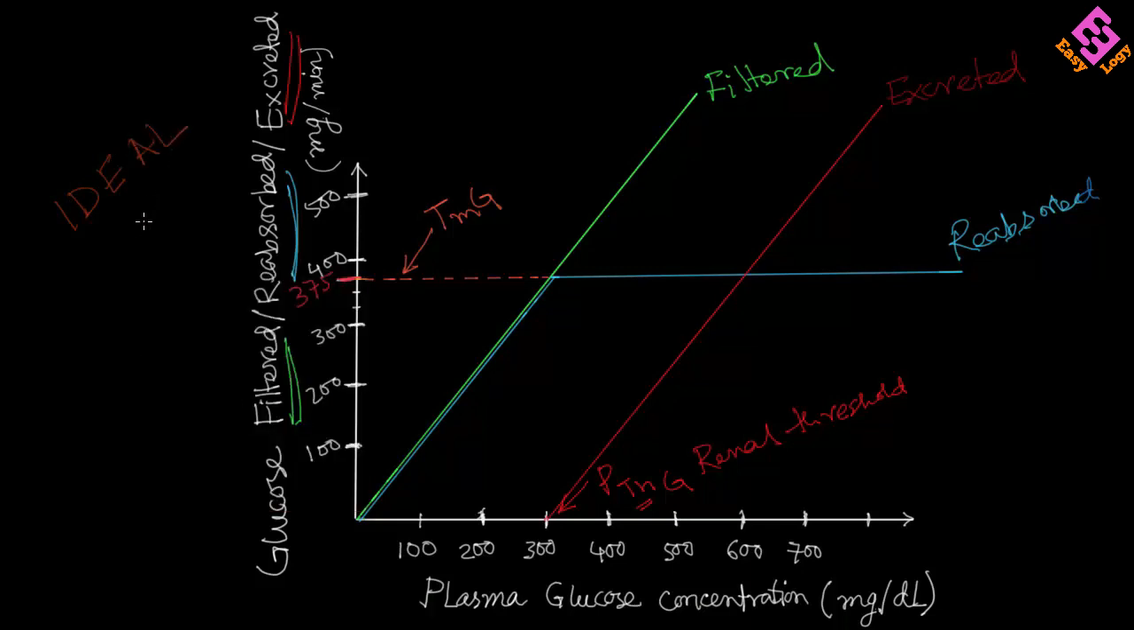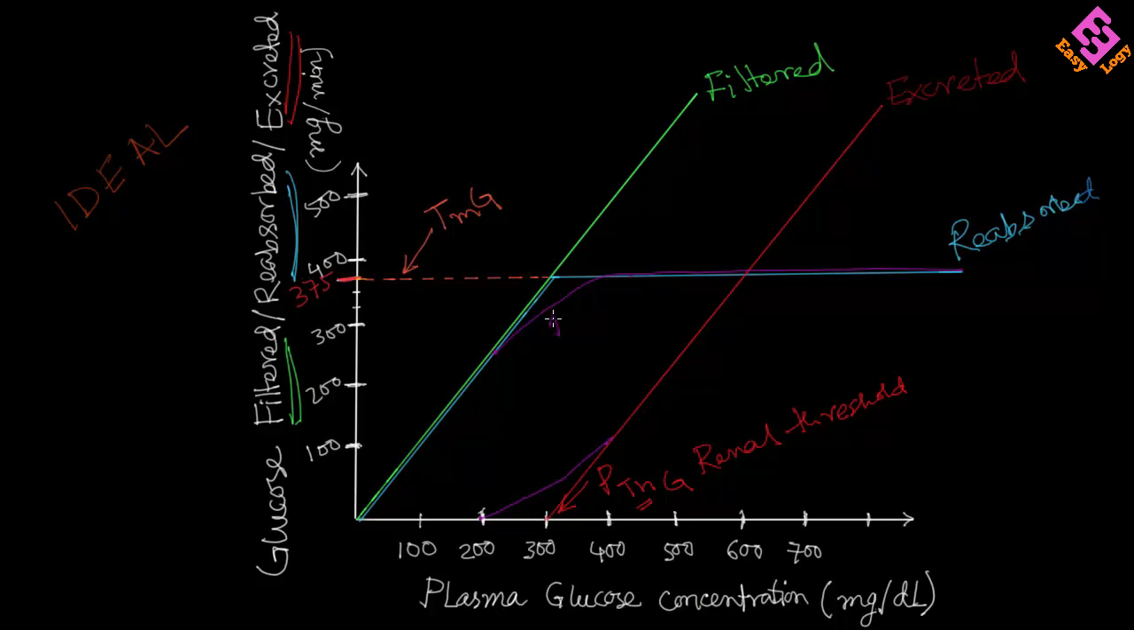Ideal curve. But this is not the case. What happens? In practice, the actual titration curve is rounded and deviates considerably from the ideal curve. The deviation is called splay. The actual titration curve for reabsorption goes like this and continues like this. The actual excretion curve deviates from the ideal curve and goes like this.